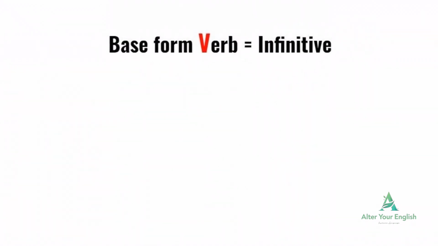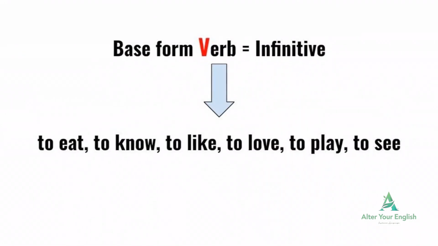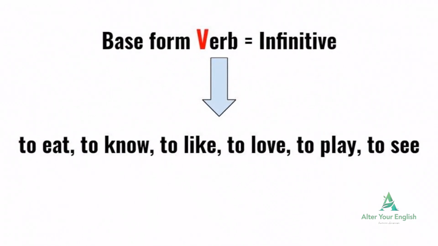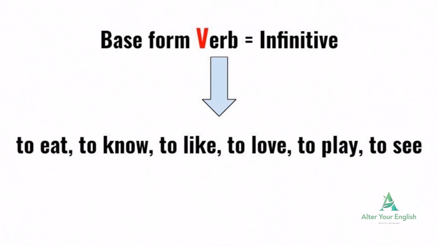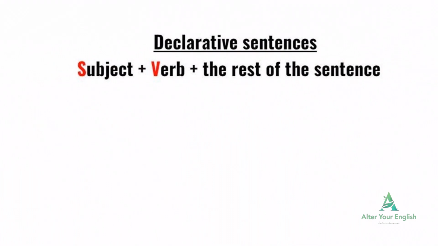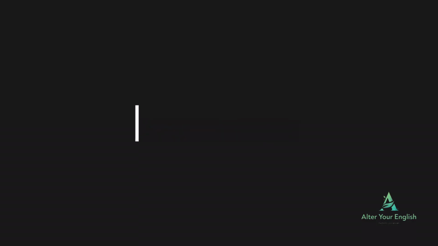When we are talking about the base form of the verb, we can refer to it as the infinitive verb also. For example, to eat, to like, to love, to play, to see. This is the structure of a present simple sentence. Let's look at some examples.